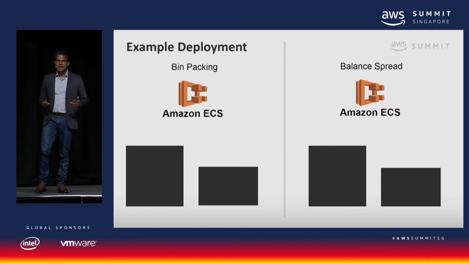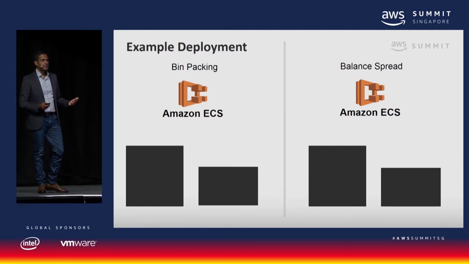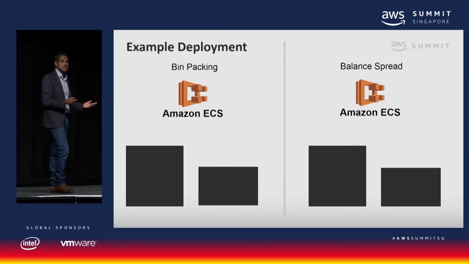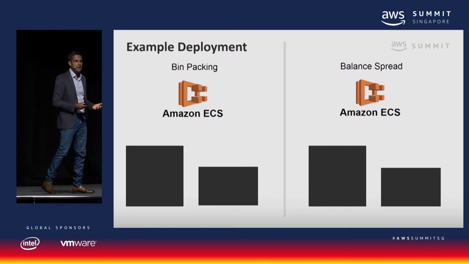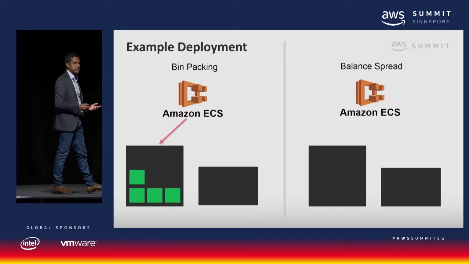ECS also has some built-in intelligence, so it can do things like decide how to place these containers on the different available machines. You may have a situation like, for example, bin packing.